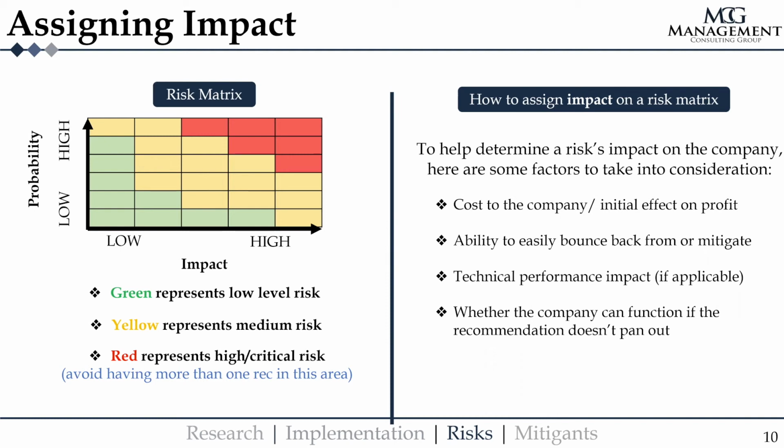But when you're assigning impact to these risks, again, there's some things you can consider, like how much would this cost your company if this risk were to occur? How much would it affect your profit? If this risk were to happen, how easy would it be to bounce back from it or to mitigate it? Is it something that's going to affect you long term, or is it something that would only take a couple of months to fix? If it's applicable, the technical performance impact of the risk. Finally, depending on the situation of the company, if this recommendation doesn't pan out, is your company going to survive? Is this something that's very vital to the company? So these are all things to consider when assigning impact.